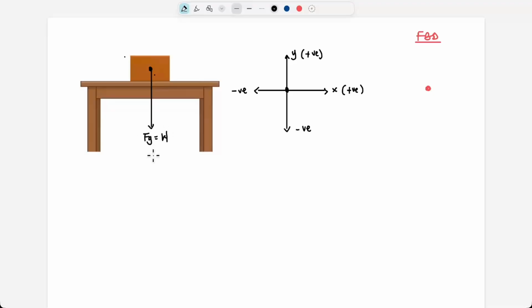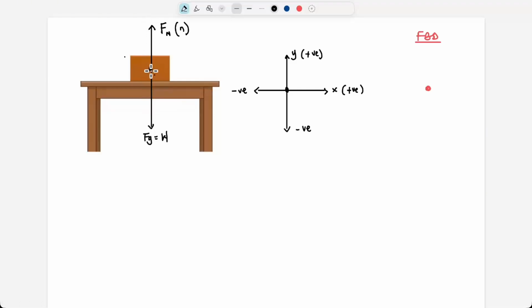Another interaction on this block is from the surface of the table in support of the weight of the block. That force acts perpendicular, that is at right angle to the two surfaces in contact, and it is pointing upwards because it is from the table upwards supporting the weight of the block. This force is called the normal force, Fn. In other notations, they use N. So vertically, these are the two interactions on the block.